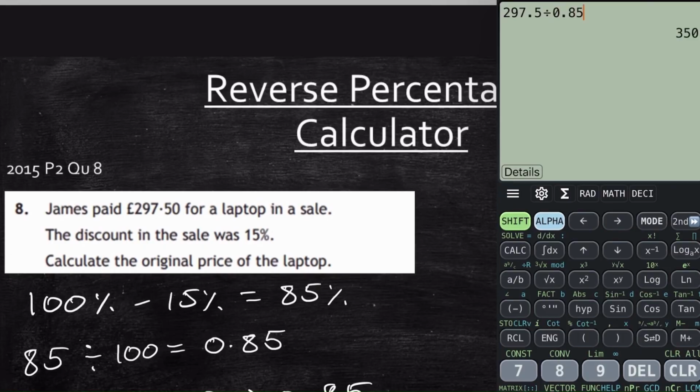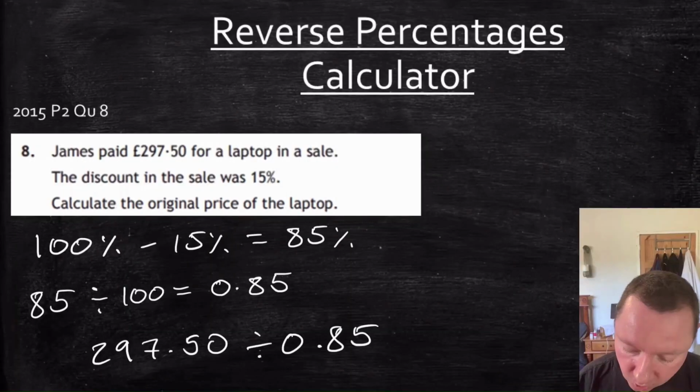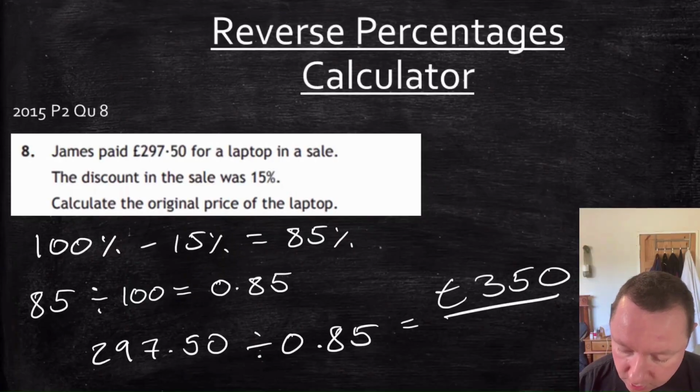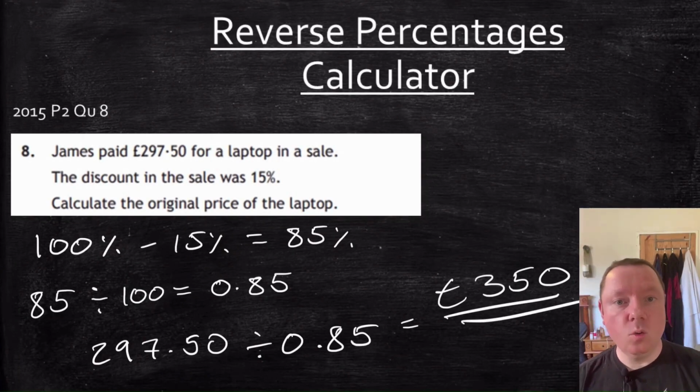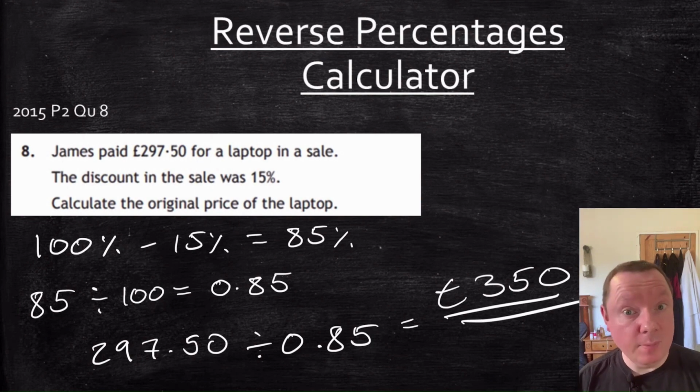Exactly 350. So our answer is £350. Notice there's no time in this question. If you don't notice time, it might be divide. Look for things like original price.